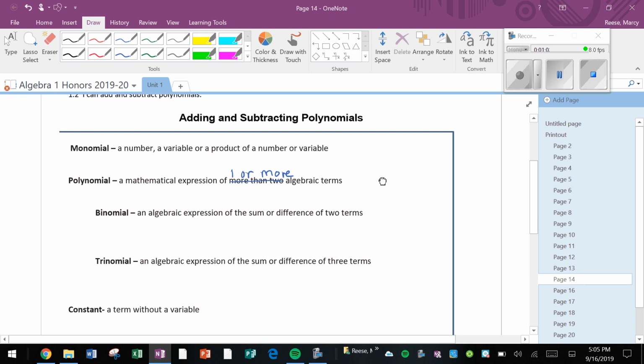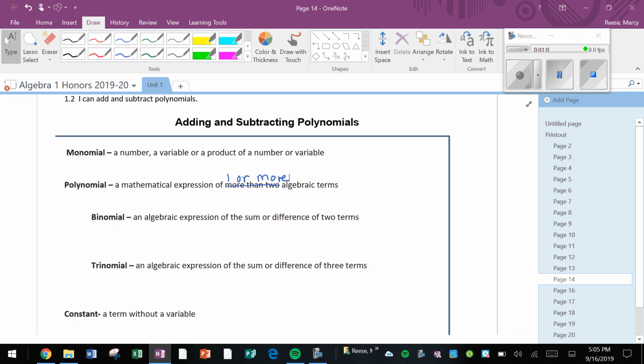All right, vocabulary terms. A monomial is a number, a variable, or a product of a number and variables. So basically, it's just a single term, right? Like the number 4, or the term ABC, because it's a product of variables, A times B times C all together. Just one single term.